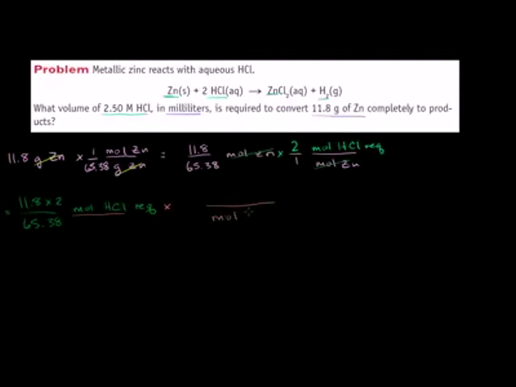Moles of hydrochloric acid. And we want liters of hydrochloric acid. Liters, let me put it this way, liters of 2.50 molar hydrochloric acid solution. When anyone puts this big M there, that's molarity, you assume they're talking about a solution because they're giving you the concentration of the solute in the total solution.